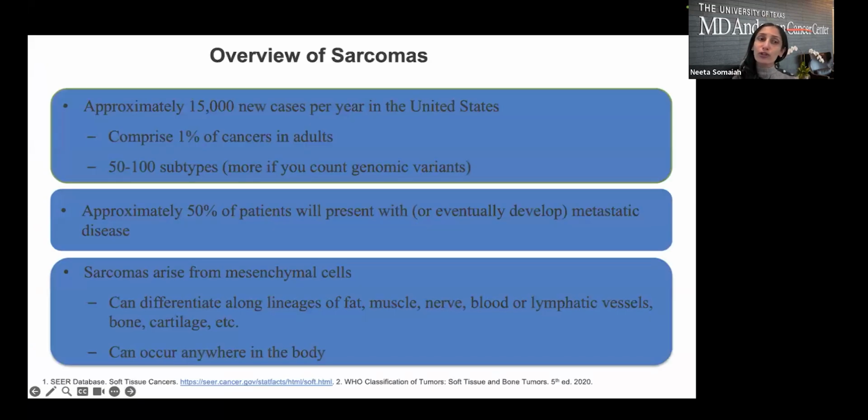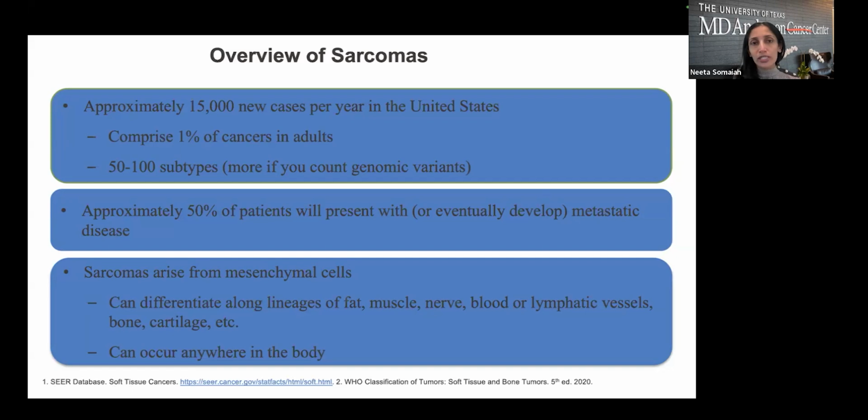So this is just an overview of sarcomas. The reason we call ourselves rare is that there are only 15,000 new cases per year in the United States, so 1% of all cancers. Depending on whom you ask, there are around 50 to 100 subtypes, and more if you go into genomic variants within each subtype. That makes each of the diseases very unique, and we need to study them in that unique fashion to try to get the best outcome. Approximately 50% of patients will present with or eventually develop metastatic disease, which means disease that has spread, so it's not easily resectable or treated by surgery.